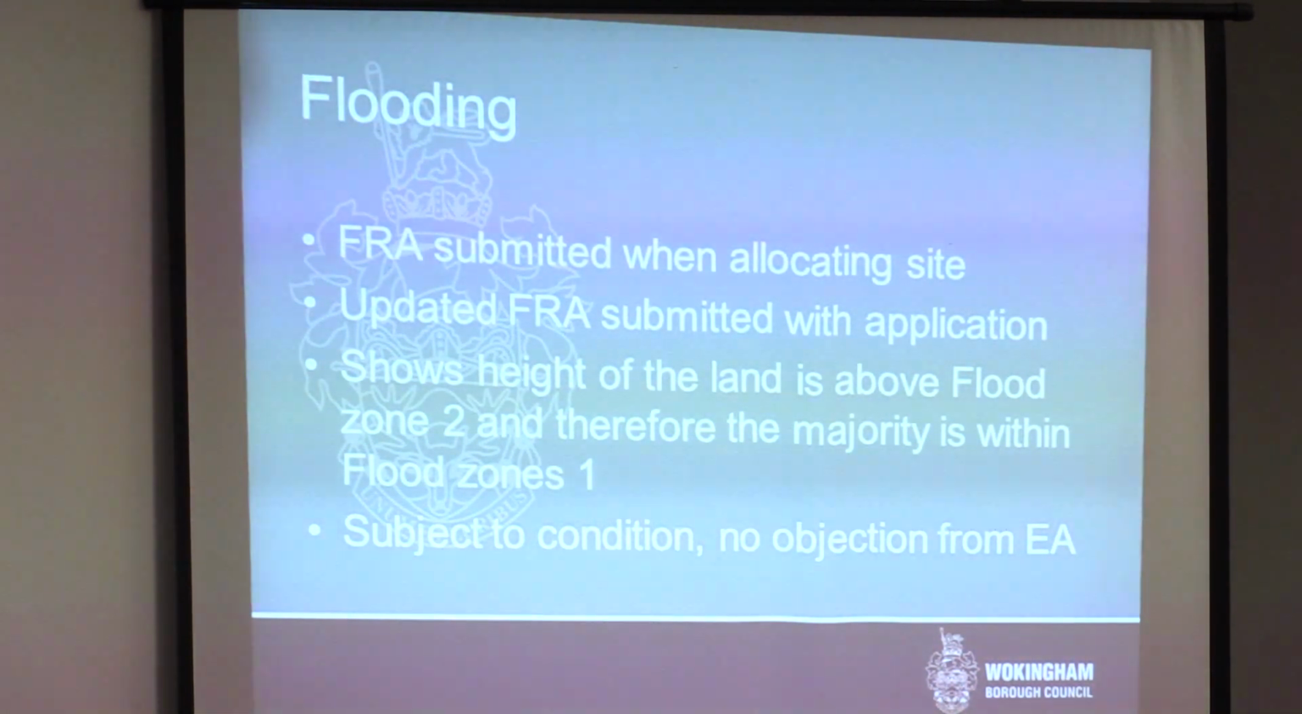The reason that the site is being shown as being in flood zone 1 is due to the fact that a topographic model has been made of the site, and this shows that the height of the land on the site is actually above the level of flood zone 2, and that is why it's being designated as flood zone 1 in the FRA. Furthermore, subject to a condition that the mitigation methods of the FRA are carried out, there is no objection from the Environment Agency.